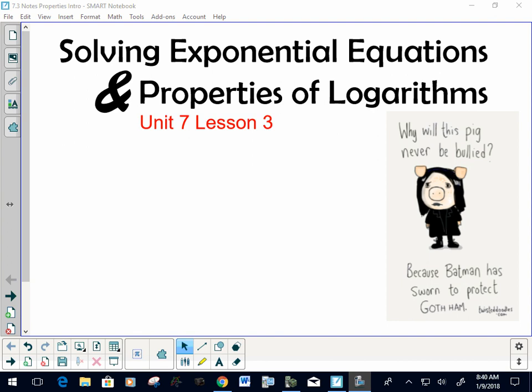All right, this is Unit 7, Lesson 3. Today we have two topics. We're going to be solving exponential equations today, and then we'll be starting to talk about the properties of logarithms. We'll continue to talk about the properties of logarithms in the next lesson as well. So this is just an introduction to that.